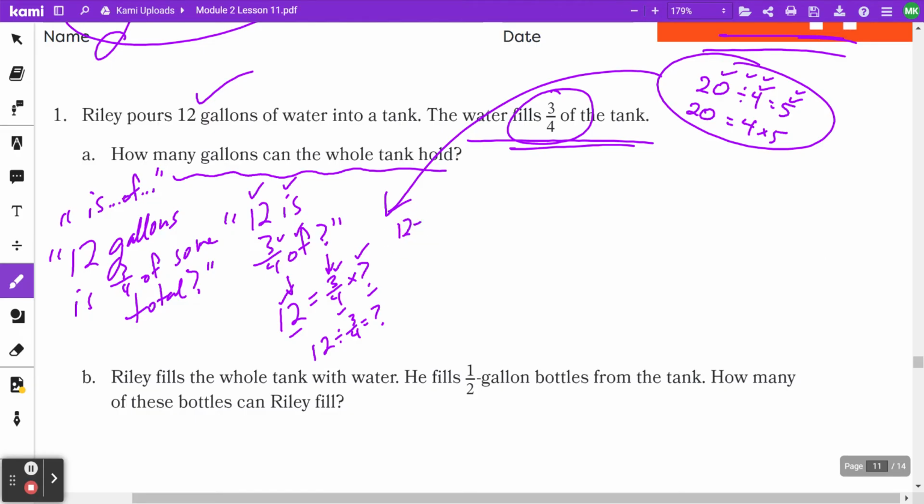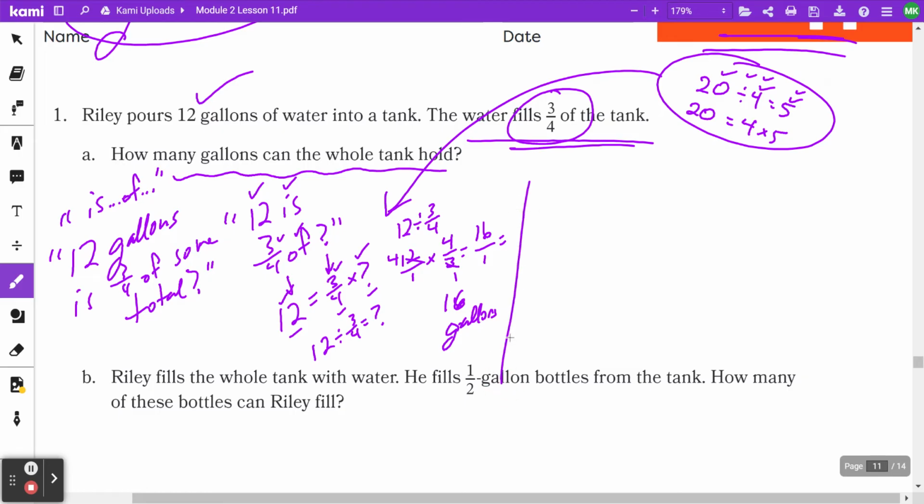So if I take my 12 divided by my 3/4, I can then run a keep, change, flip. Okay, let's simplify before we multiply. I can take care of that 12 and the 3, divide them both by 3. I get a 1 down here and I get a 4 over there. 4 times 4 is 16. 16 over 1 gives me 16. So 16 gallons. Okay, there I am.